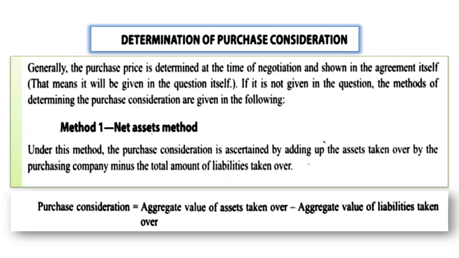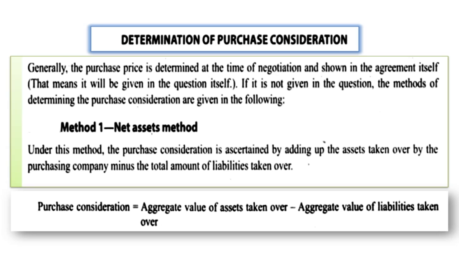Then we will see the determination of purchase consideration. Generally, the purchase price is determined at the time of negotiation and shown in the agreement itself. This means it will be given in the question itself. If it is not given in the question, the methods of determining the purchase consideration are given in the following. Method 1, net asset method.